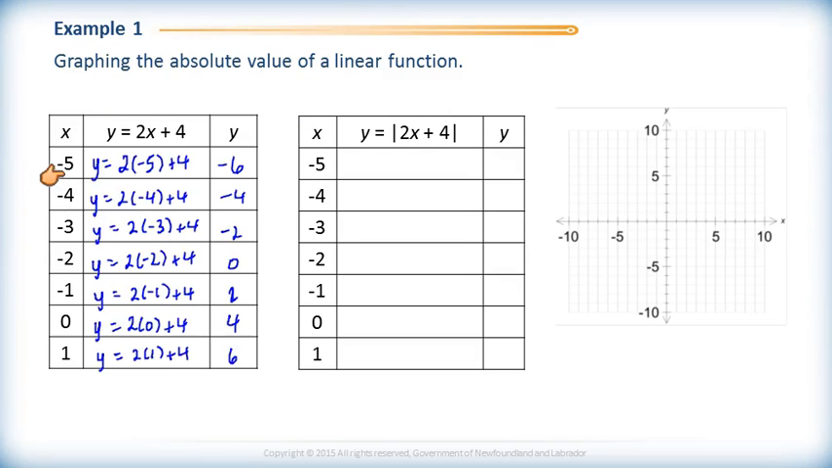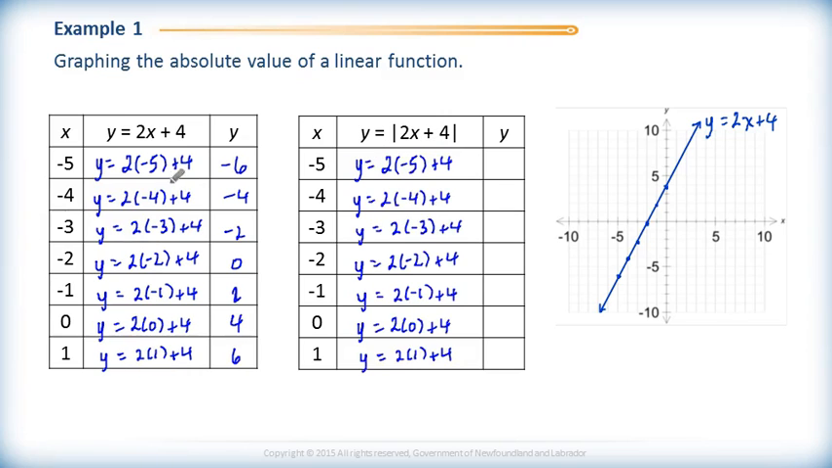If I put these values in for x in this linear function, these are the values I get for my y values. And if I plot those points, I get this nice linear pattern, which gives me the graph of y equals 2x plus 4. Now, let's graph y equals the absolute value of 2x plus 4. For this table, I'll be doing exactly the same calculations as over here.